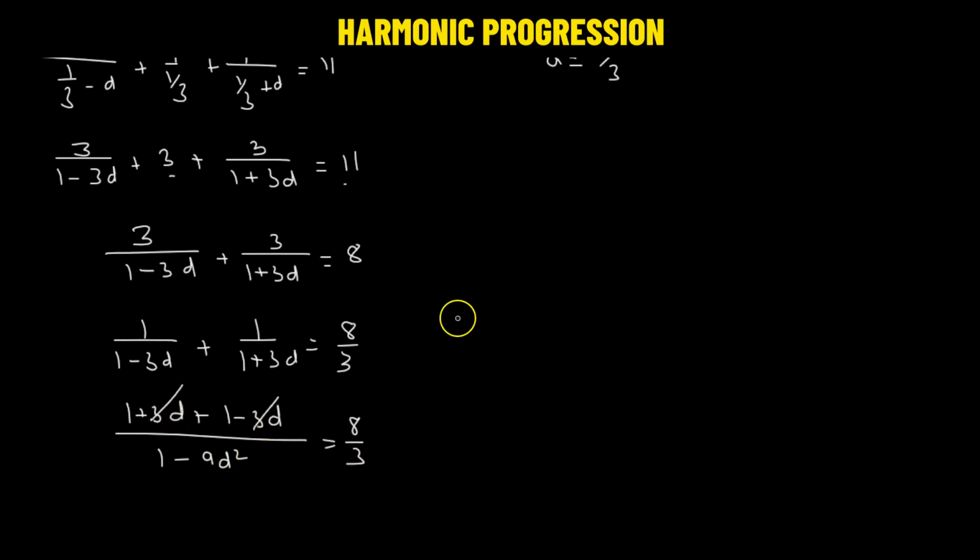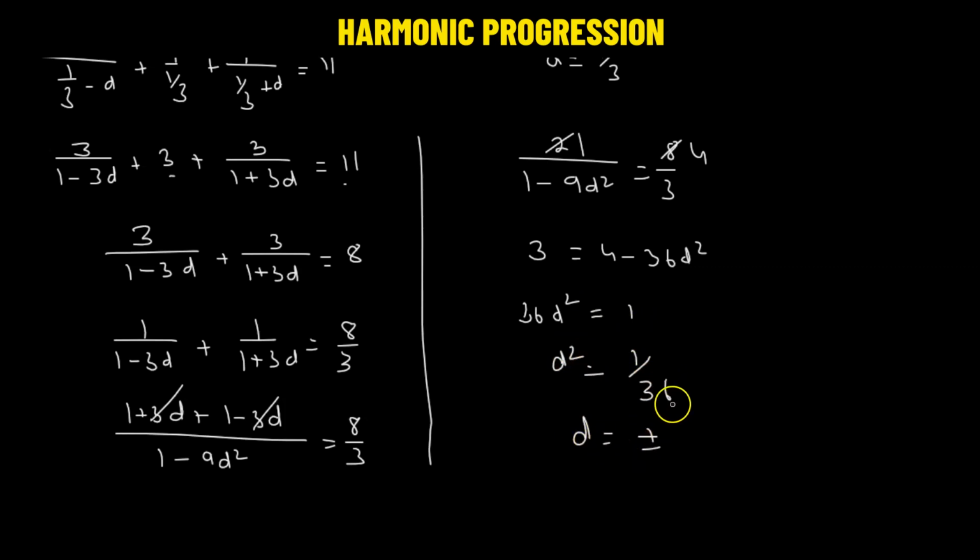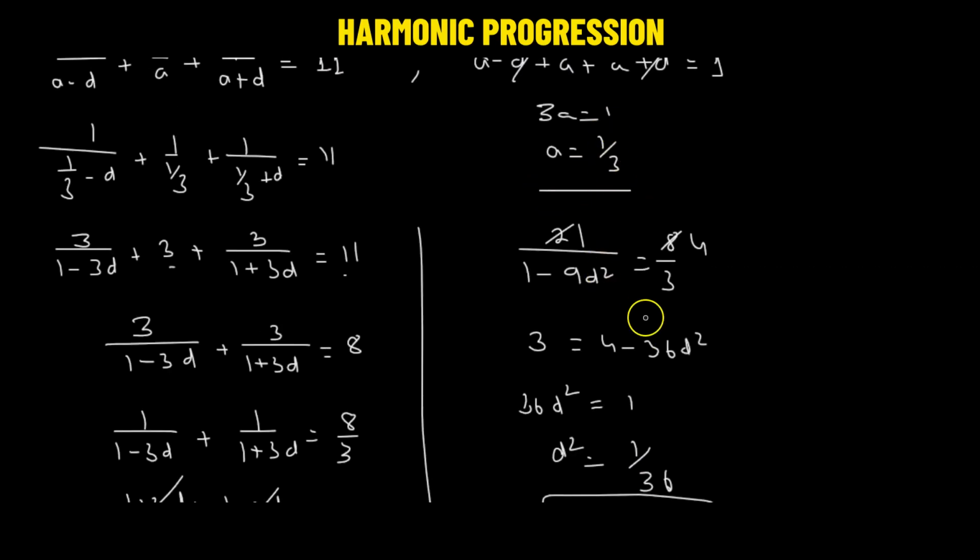So positive 3d and negative 3d cancel out. And now we have 2 divided by 1 minus 9d squared equals 8 over 3. So 2 times 1 and 2 times 4. So we can now cross multiply to get 3 equals 4 minus 36d squared, or 36d squared will be equal to 1 and d squared will be equal to 1 over 36, or simply d is plus or minus 1 over 6. So here we have two values of d. d could be positive 1 over 6 or d could be negative 1 over 6, but the a value is going to be 1 over 3.